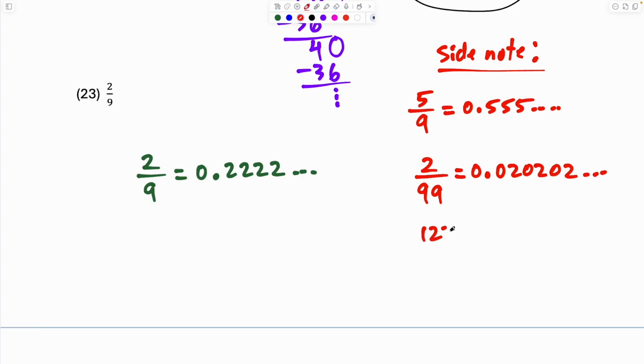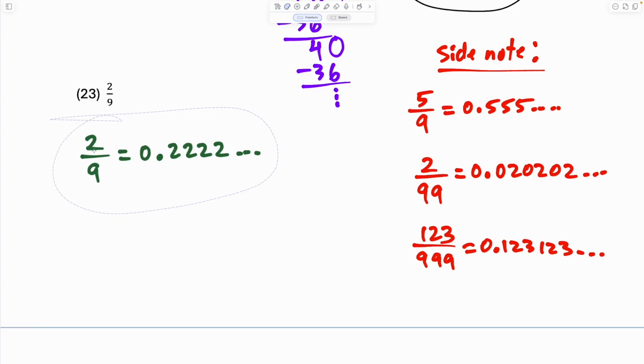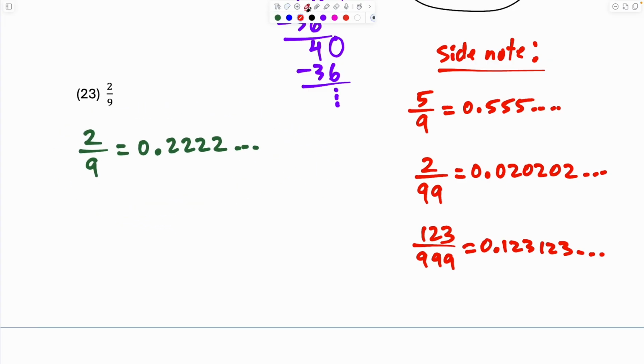If I had 123/999, this would be 0.123123, and so on like this. All right, so that's how I'm able to do this without doing the long division. This is just a fun fraction to be able to work with, and a nice little part of math to know. This little 9 pattern here.